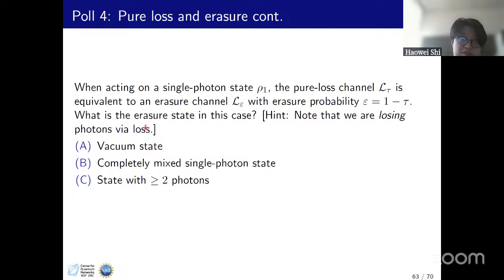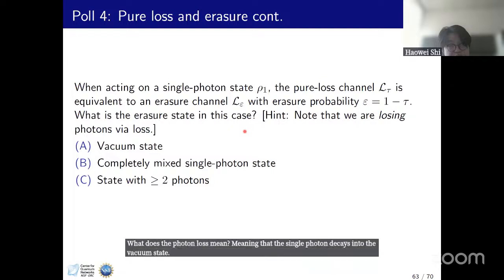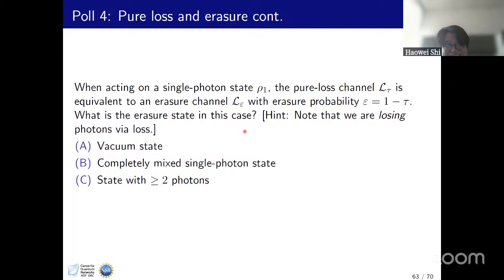So now what is the erasure state in this case? Note that we are losing the photon via the loss. What does the photon loss mean? It means that the single photon decays into the vacuum state. Yeah, the answer is obvious.